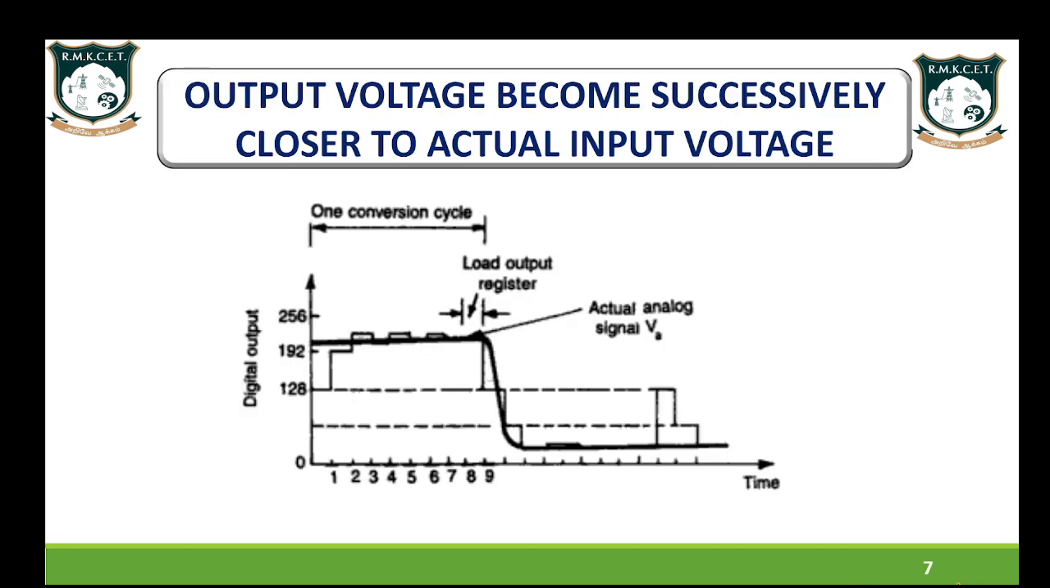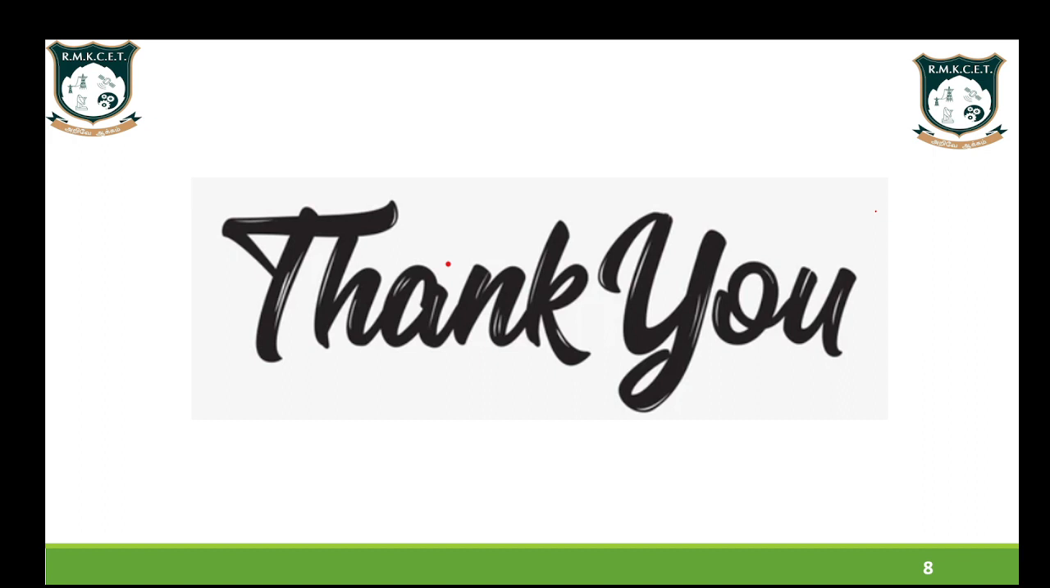And here is a graph where my output voltage, which is nothing but my digital voltage, becomes successively closer to the actual analog input voltage. So my ADC digital output has been obtained here, and with respect to time, this conversion indicates how the digital output voltage comes successively very close to the analog input voltage.